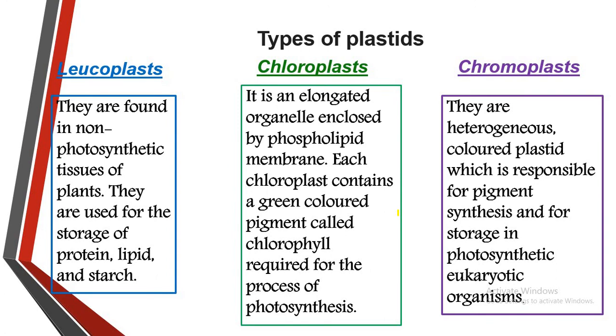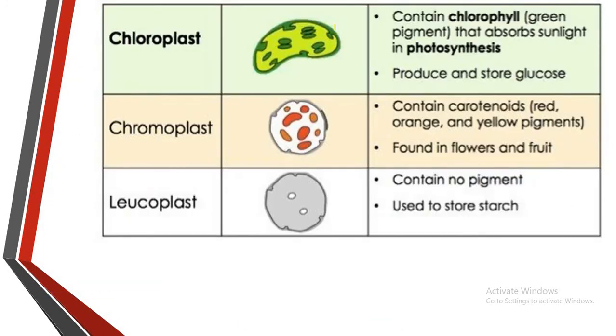So we said we have leucoplasts, chloroplasts, and chromoplasts. Let's take a closer look. These are the chloroplasts. This is the shape of chloroplasts. Chloroplasts contain something you are very familiar with: chlorophyll. It's a green pigment. This is what gives the chloroplast its green color. And what is the main function of chlorophyll? Yes, it absorbs sunlight in the photosynthesis process to produce sugar.